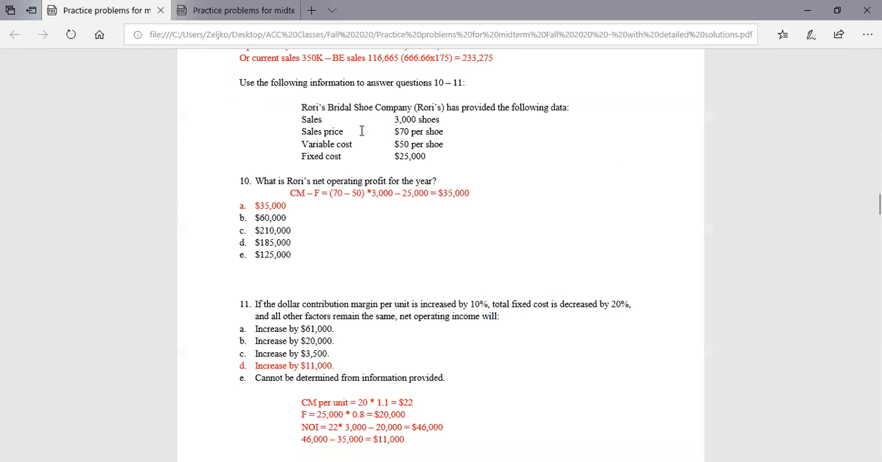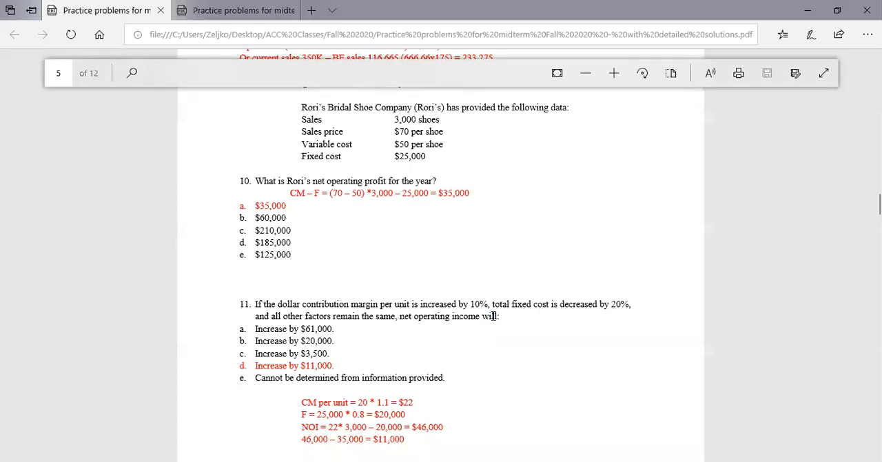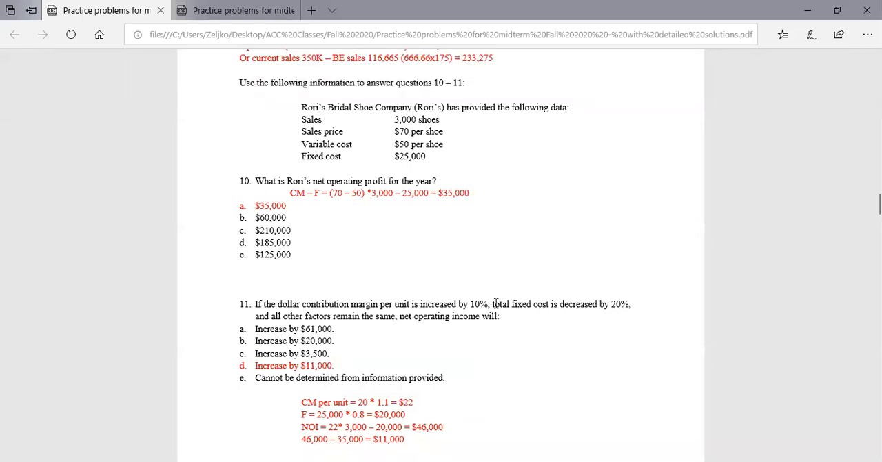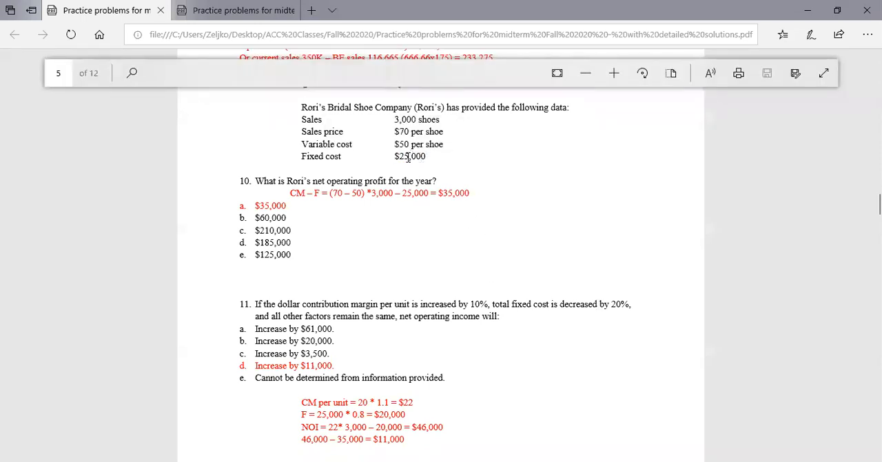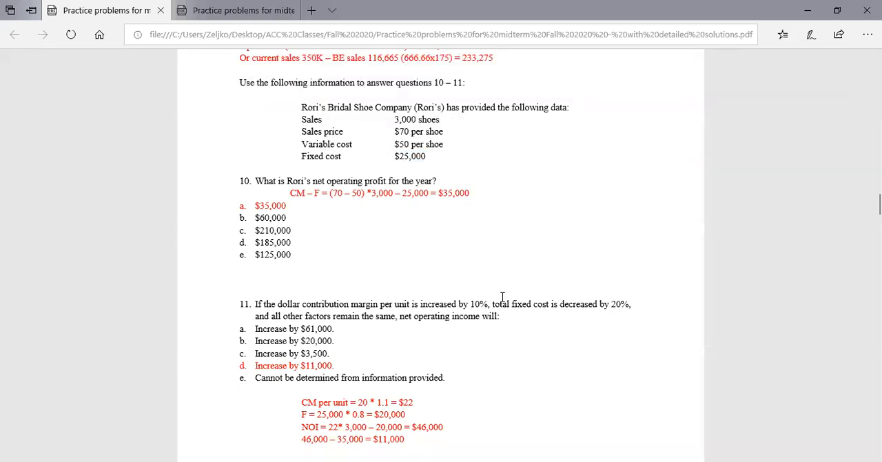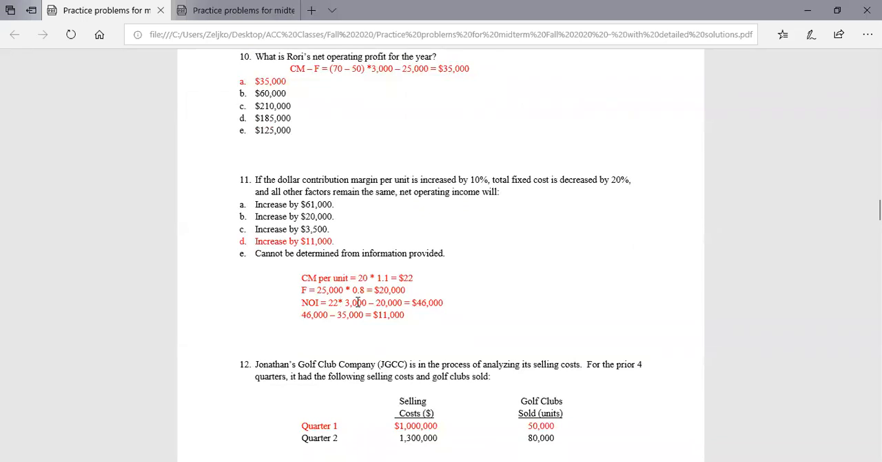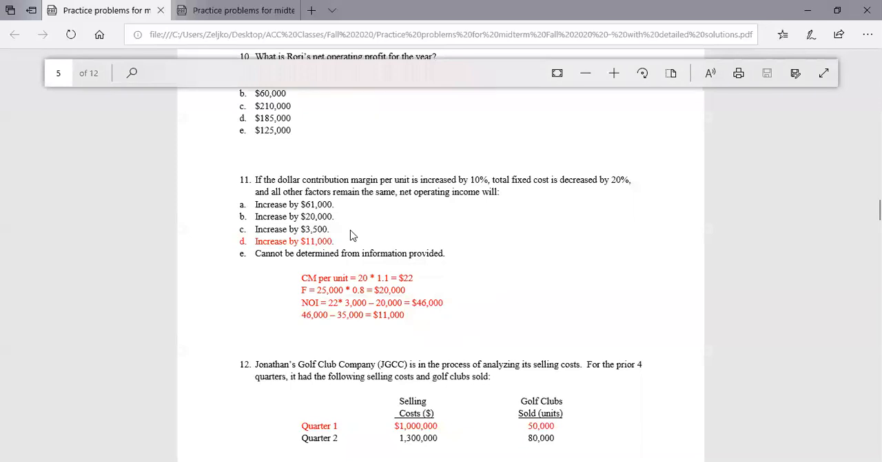So if our contribution margin here was 20, 70 minus 50 was 20, a 10% increase would be 22, $22, 20 to 22. And then fixed costs decreased by 20%. So that would be $5,000. So our new fixed cost would be 20,000 instead of 25. So we would now have 22 times 3,000. That would be 66 instead of 60 before. And we will have 20 here. So the total would be 46, right? The question is, what will be the difference, the increase or decrease? So this is not the answer, right? The answer is an increase of 11,000.